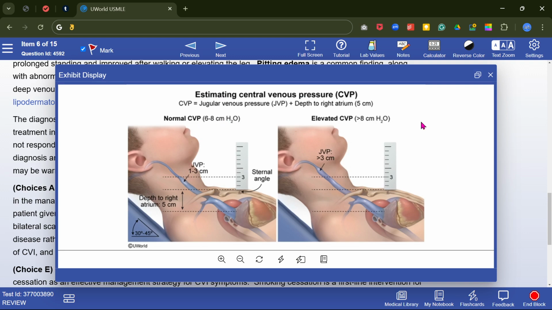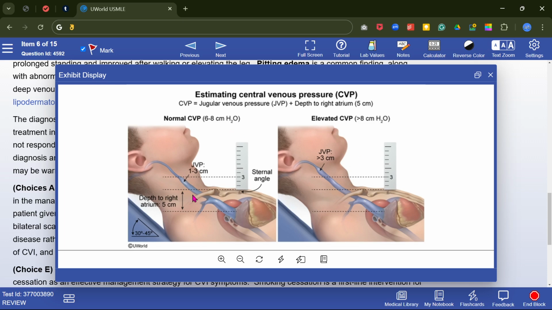This is the JVP estimation, normal. This is the central venous pressure (CVP) estimation: CVP equals JVP plus the depth of the right atrium. Normal central venous pressure is 6 to 8.